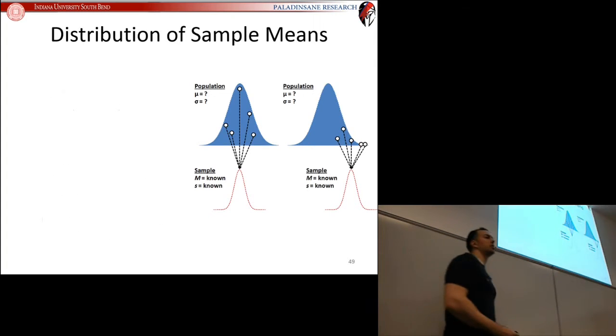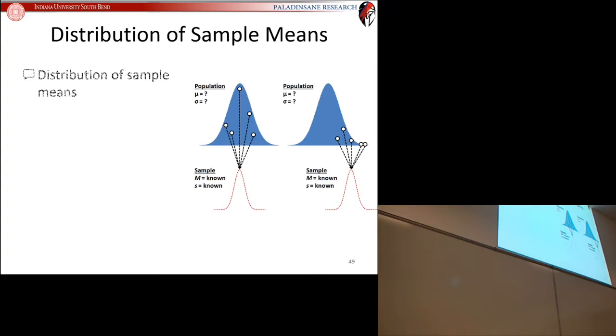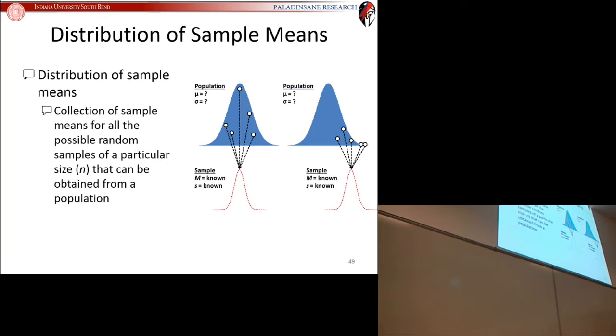We call it the distribution of sample means. So the distribution of sample means is a collection of sample means, a collection of distributions for every single possible random sample of a particular size that you can get from a population. So it is a distribution of every single possible sample mean that you can get from a population.